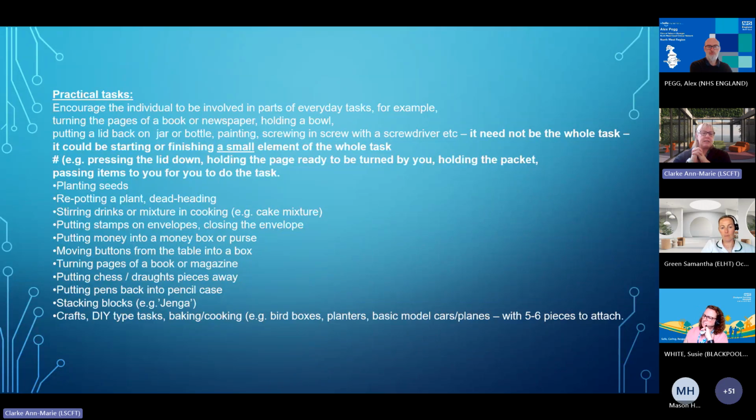Things like planting seeds, stirring drinks, putting stamps on envelopes. And there's a little bit of a list there about things that people can engage in. But remember that you're not expecting these people to necessarily do the whole task. It's about whether they can start it or finish it or just do a small element to show that they've got that awareness of what's in front of them and what the process is that we're asking them to do. And again, you can look at that copying, and do they tap into what you're doing once you've shown them.